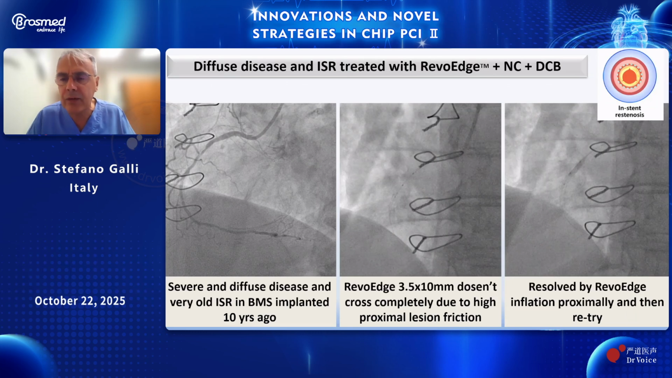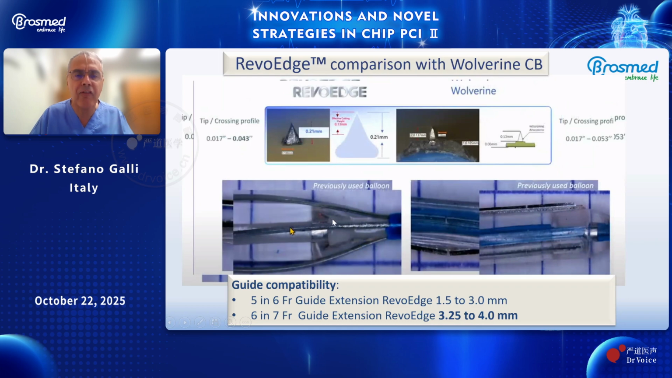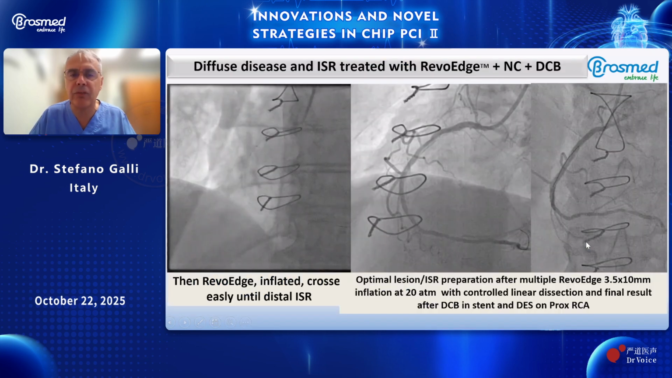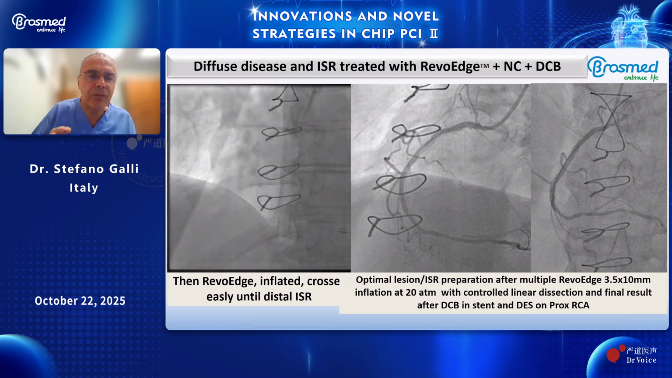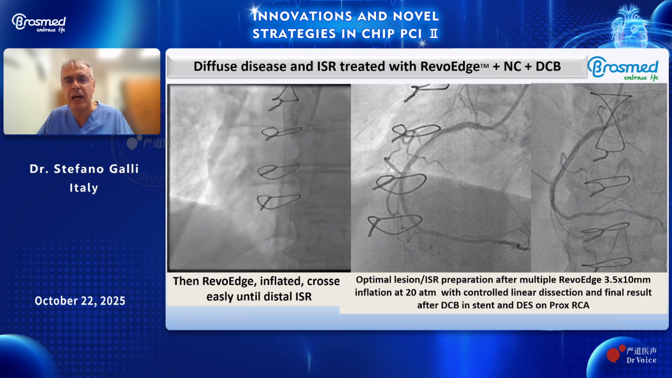We prepare the rainbow edge before, and then we can appreciate the differences between the rainbow edge and the cutting balloon, especially when we inflate the previous balloon. The shape is completely different. And then after pre-dilatation in the proximal portion, you see very well that the rainbow edge crosses very well until the distal ISR.